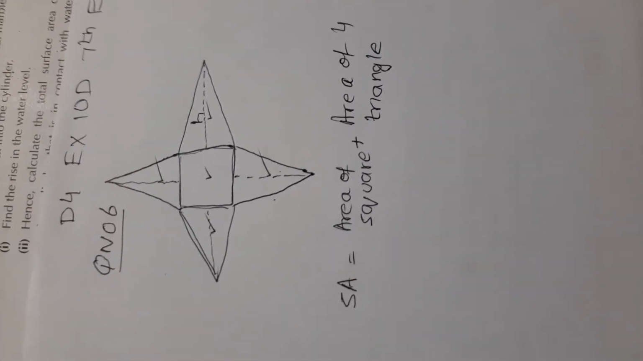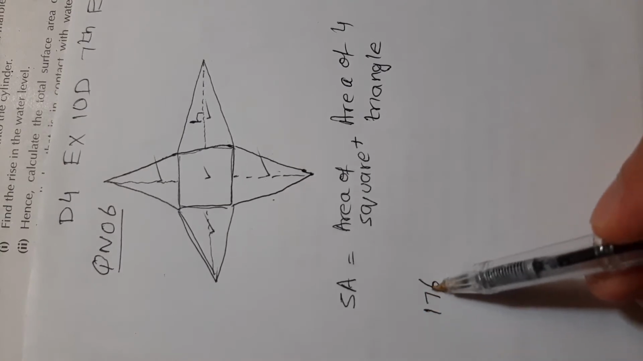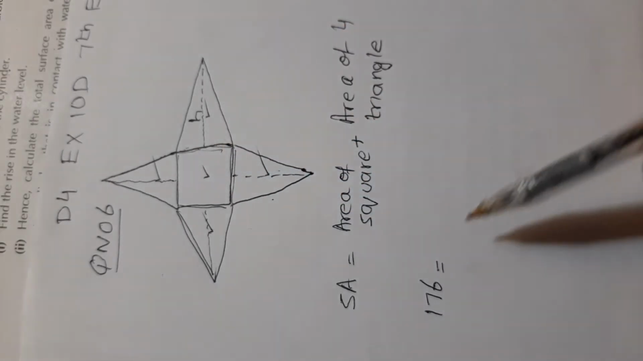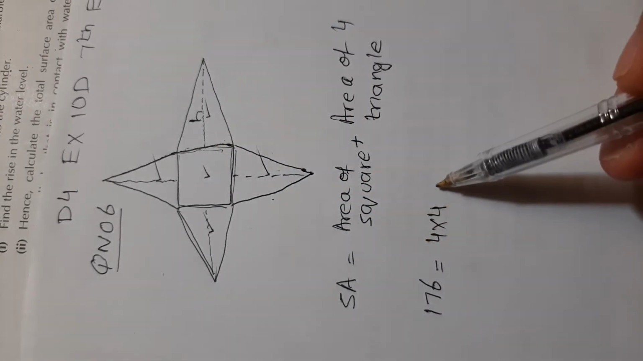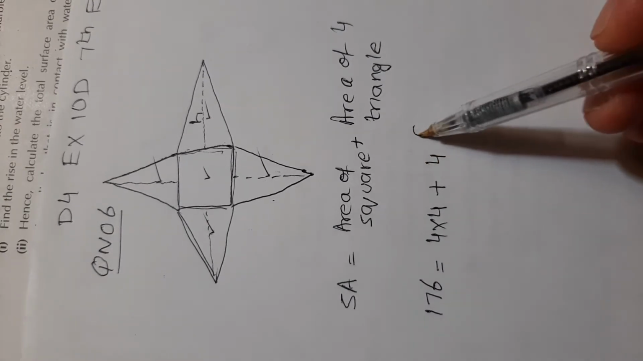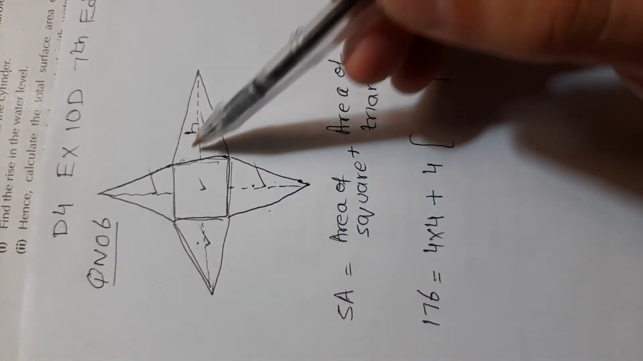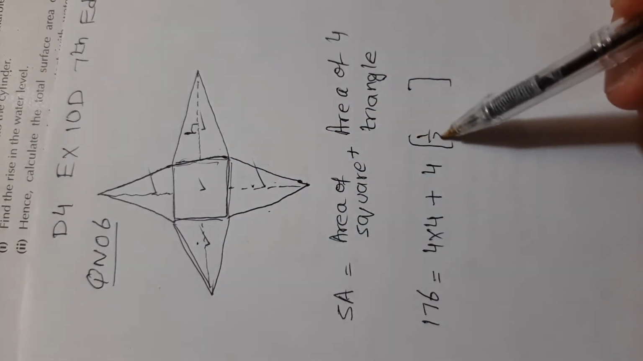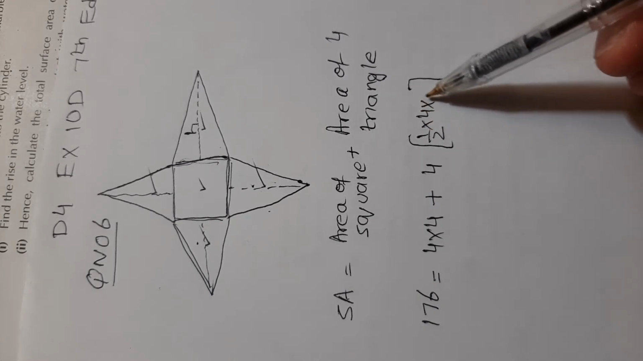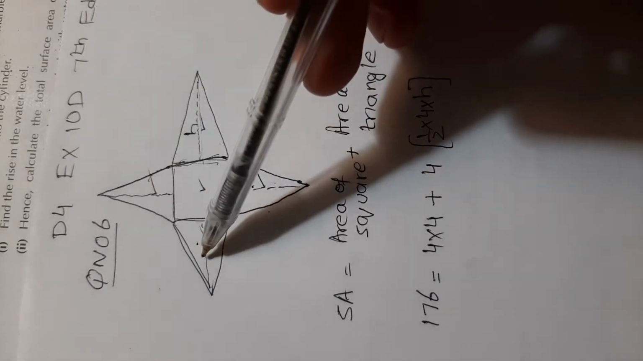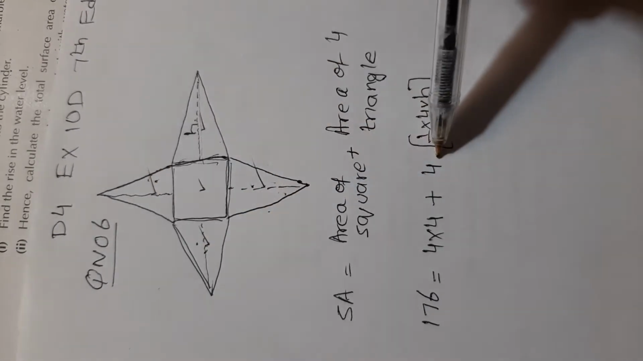Anyways, what is the surface area? This is given, you can see 176. So when surface area is 176, that is equal to the area of a square, and you know this is 4, this is 4, so area of the square is length into width, 4 into 4, plus area of 4 triangles, 4 into area of one triangle. What is the area of one triangle? This one. These are the same, so 1 by 2 into base, which is 4, into height, which is h. 1 by 2 base into height, and they are the same, so we have 4 triangles multiplied by 4.